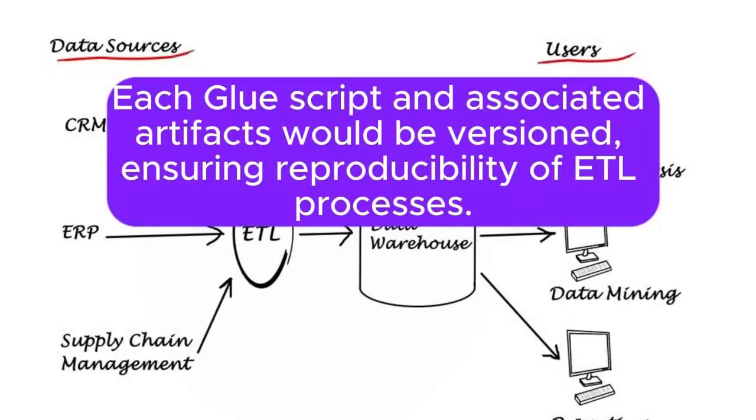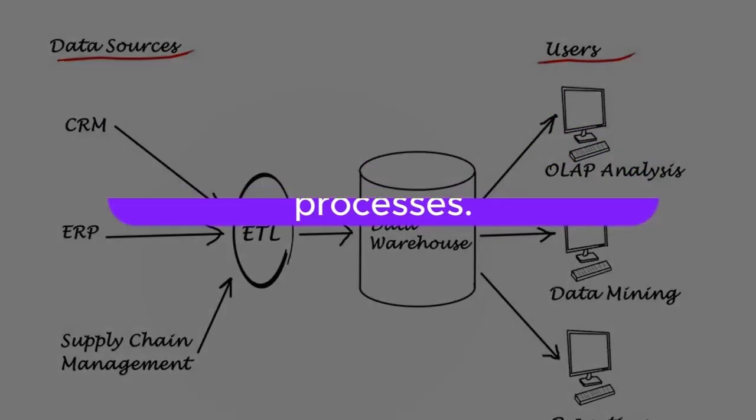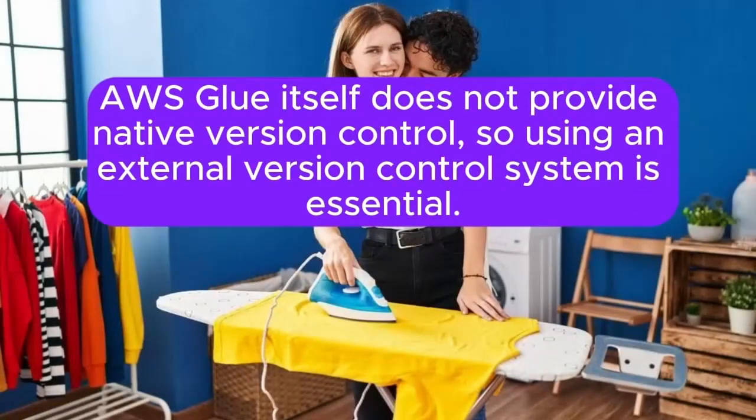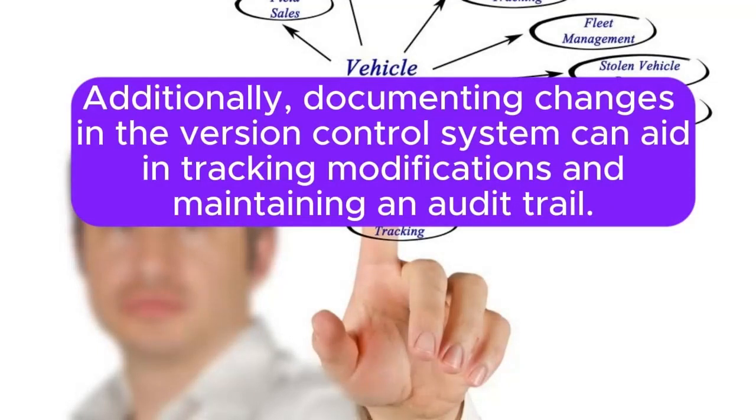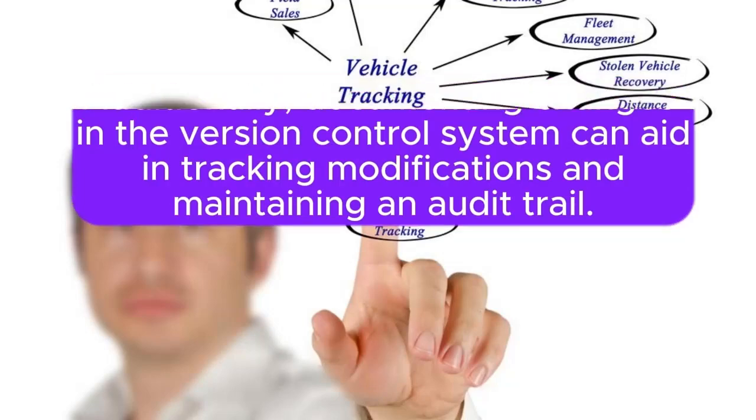Each Glue script and associated artifacts would be versioned, ensuring reproducibility of ETL processes. AWS Glue itself does not provide native version control, so using an external version control system is essential. Additionally, documenting changes in the version control system can aid in tracking modifications and maintaining an audit trail.